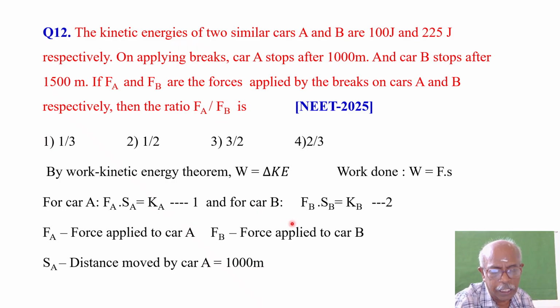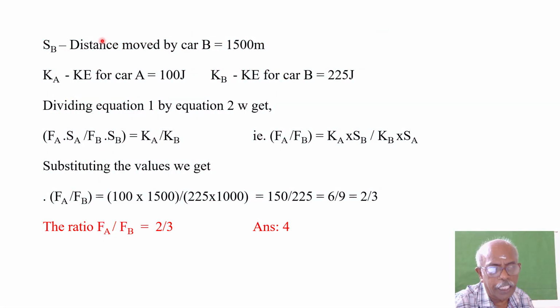For car B, Fb Sb is equal to Kb. So force into distance for car A equals kinetic energy for car A. Force into distance for car B equals kinetic energy for car B. Fb is the force applied on car B. Distance moved by A is equal to 1000 meter. And Sb is the distance moved by car B, that is equal to 1500 meter, as has been given in the question. Ka is the kinetic energy of car A, 100 joules. Kb, kinetic energy of car B, 225 joules.